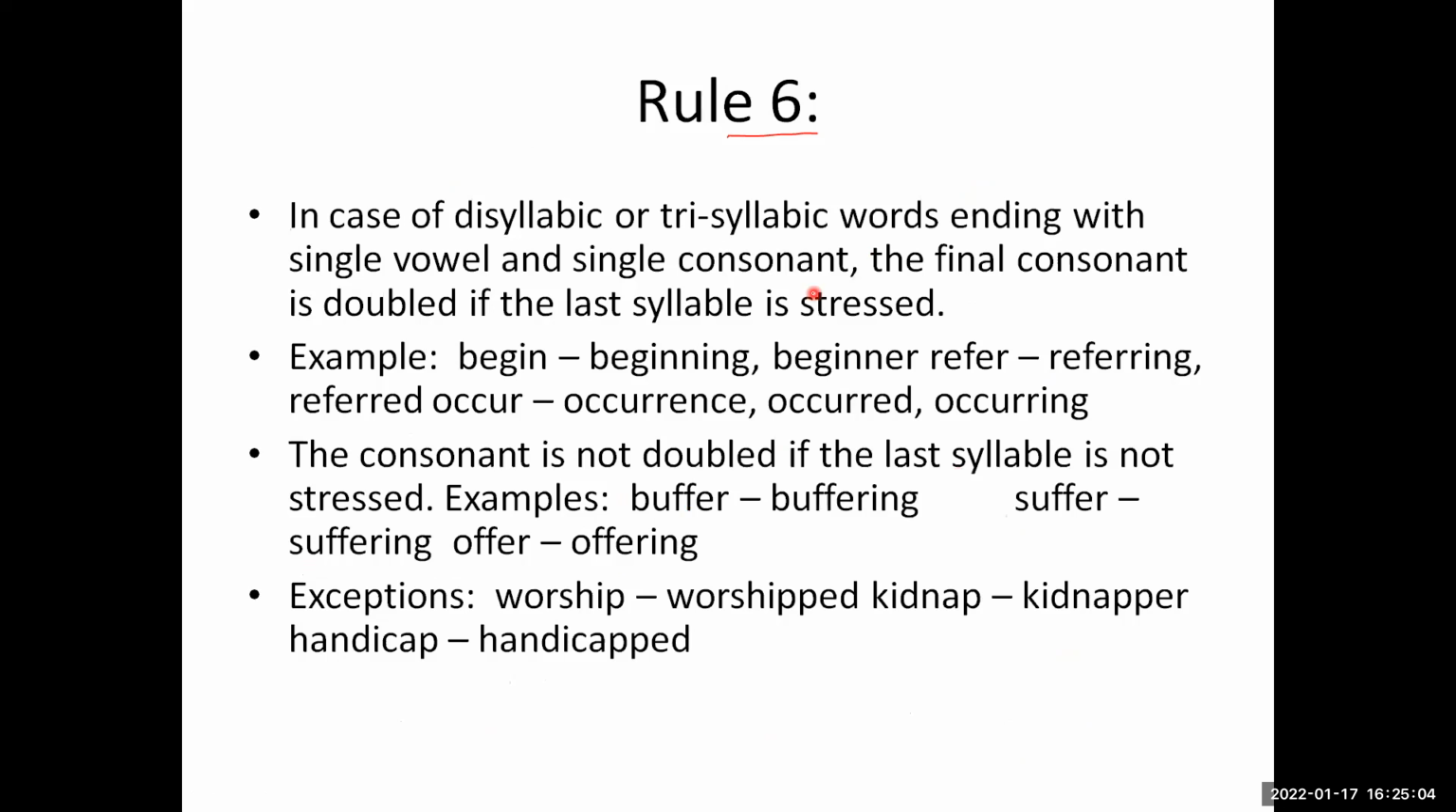Then we'll talk here about rule number 6. What does it say? In case of a disyllabic or trisyllabic. What is di? Di means two, a word which has two vowel sounds. Tri means three vowel sounds. Disyllabic or trisyllabic words ending with a single vowel and single consonant. The final consonant is doubled if the last syllable is stressed.